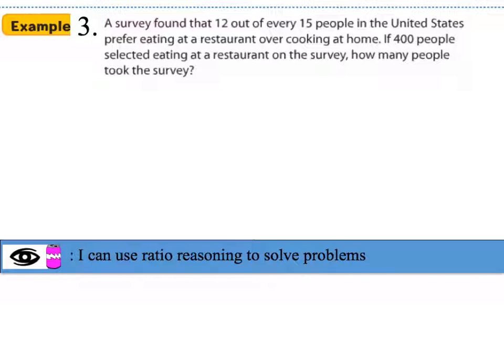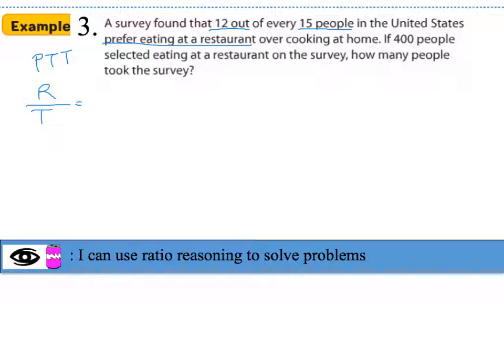Example 3 says a survey found out that 12 out of every 15 people in the United States prefer eating at a restaurant over cooking at home. If 400 people select eating at a restaurant on a survey, how many people took the survey? I can tell that this is a part to total ratio because I'm comparing 12 people out of a total of 15 people. So the 12 people that prefer eating at a restaurant are still people. So I'm going to write my ratio as this: restaurants over total.